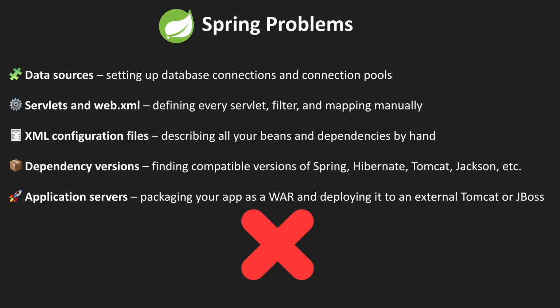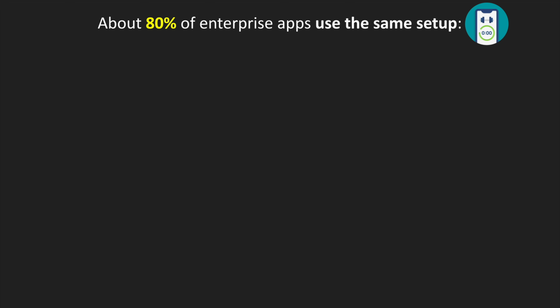And for application servers, in order to deploy our application, we need to build a WAR and deploy it to Tomcat, JBoss, and other servers. Besides that, what else do we have? Statistically, 80% of enterprise applications use the same setup.